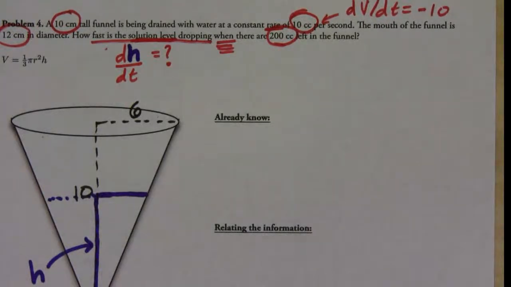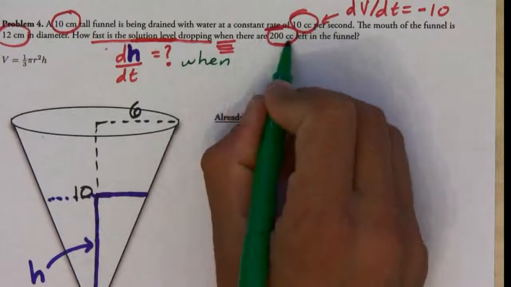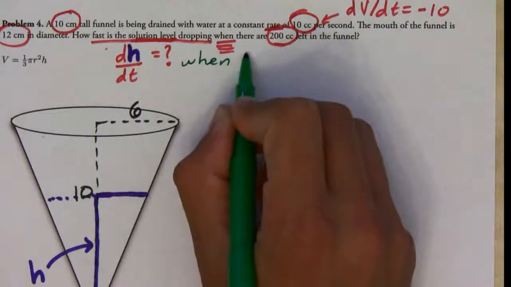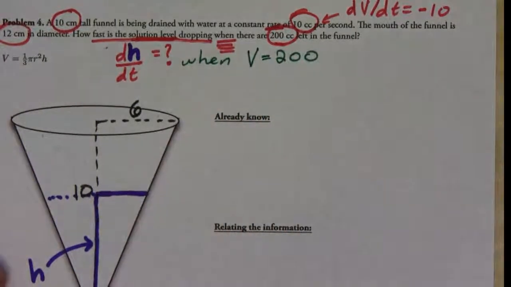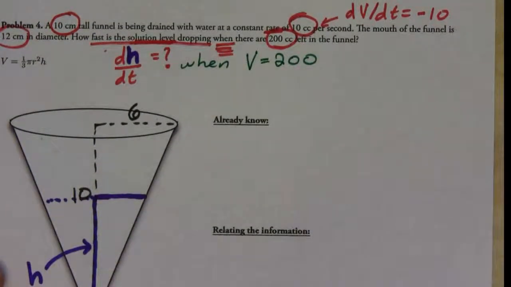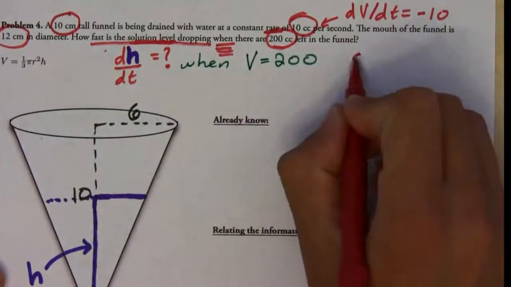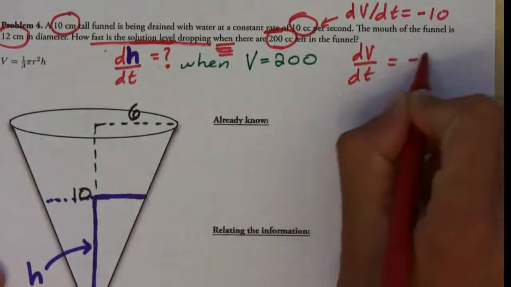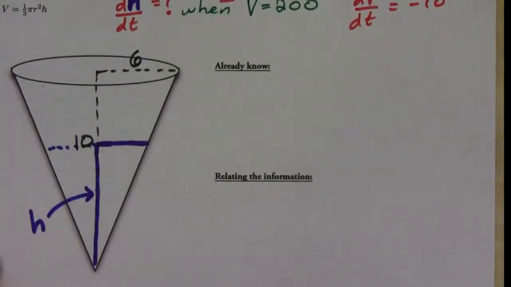Now that I have that, let me write this down. I'm looking for the derivative of the height with respect to time when there are 200 cubic centimeters left in the funnel. That means when the volume is equal to 200. Okay, now that I have all of my information, let me write down this one here: dV over dt is equal to negative 10. Okay, so now I have my picture.